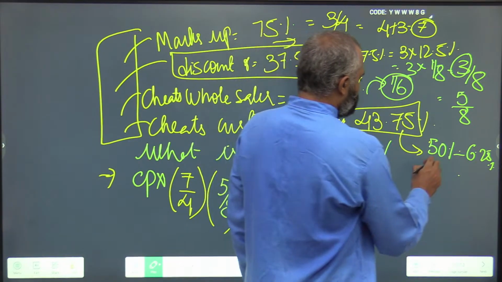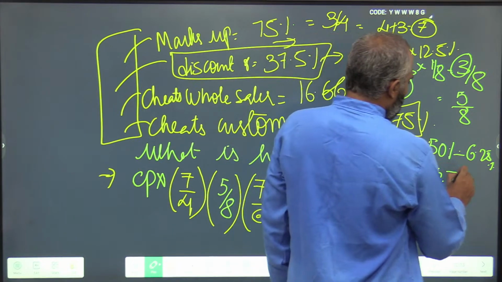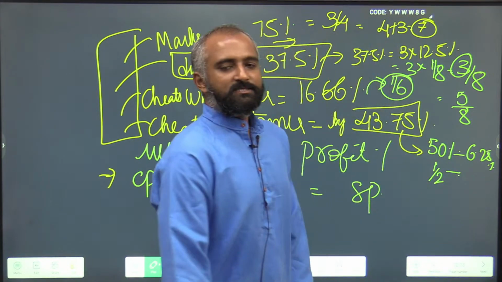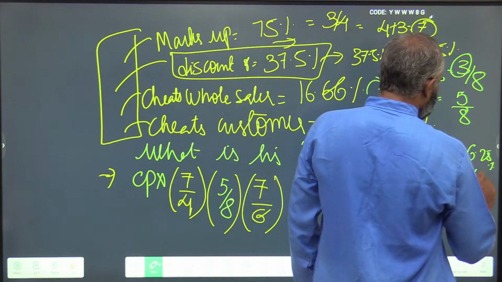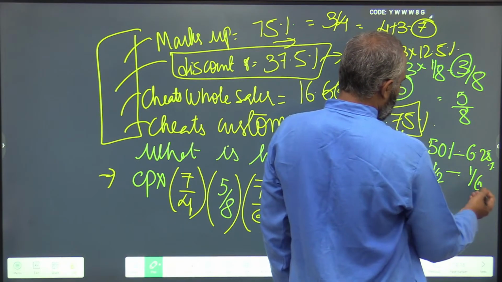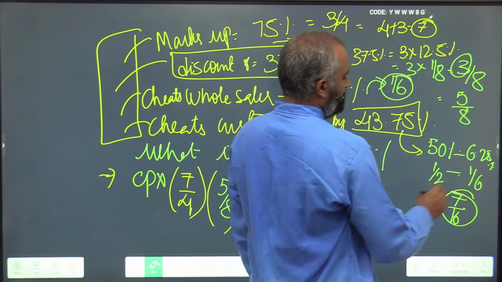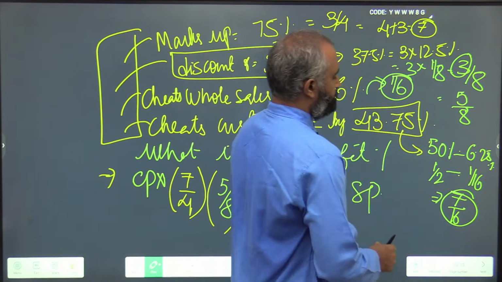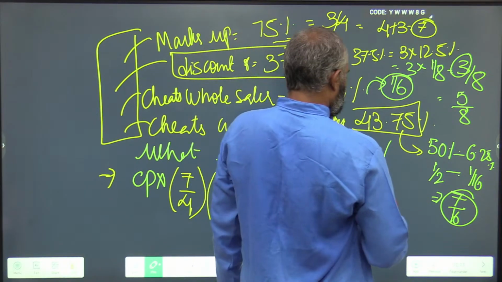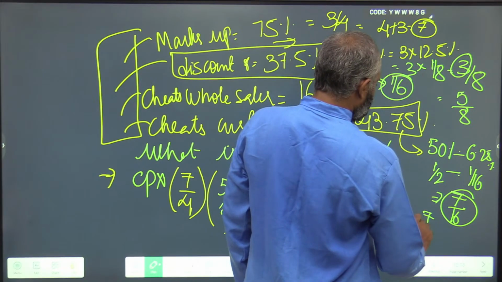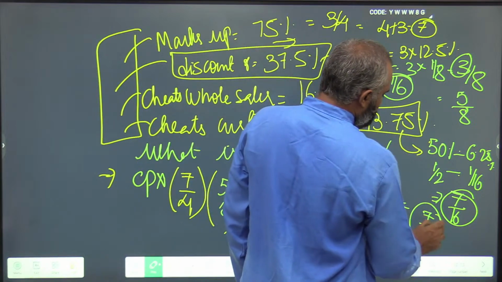So can I write 50% as 1 by 2, minus 6.25%? 6.25% is nothing but 1 by 16. So if you do the calculation, it is nothing but 7 by 16. So he is cheating his customer by 7 by 16.